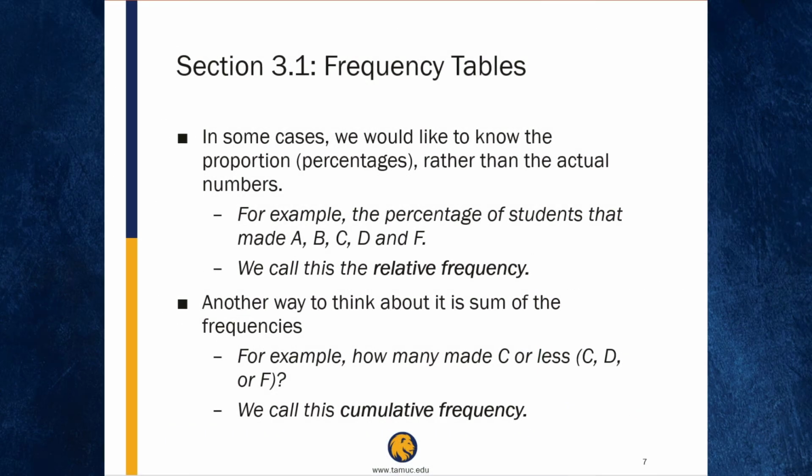Now, in some cases, we'd like to know the proportion or percentages rather than the actual numbers. For example, the percentage of students that made A, B, C, D, and F. We call these percentages the relative frequency. Another way of thinking about these things is about the sum of the frequencies. For example, how many made C or less, a C, a D, or an F? We call the sum of frequencies a cumulative frequency.